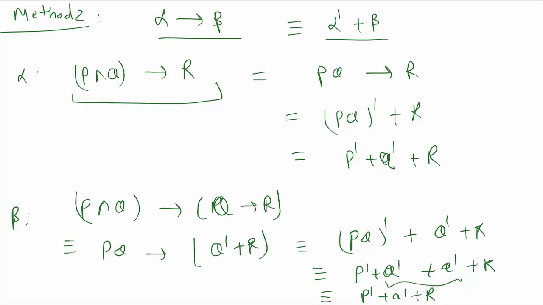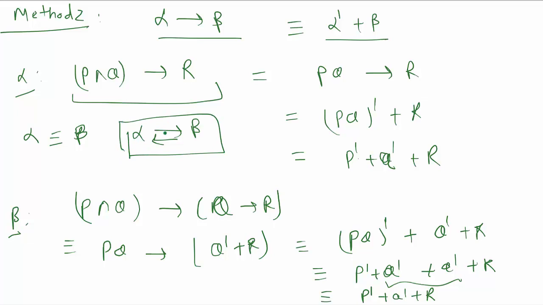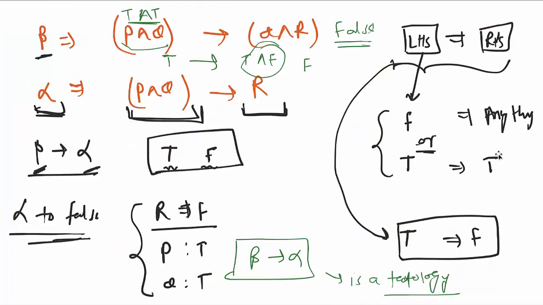If you notice, alpha and beta are actually equal. It means alpha is logically equivalent to beta, so alpha implies beta and beta also implies alpha. That means there is a biimplication. So alpha implies beta is a tautology, and this is also a tautology. In fact, both are logically equivalent. That is why A and B are the answers.